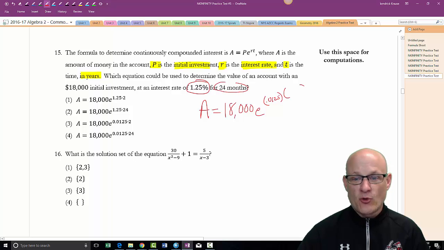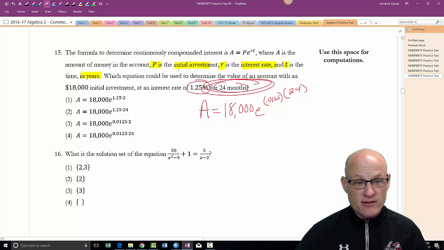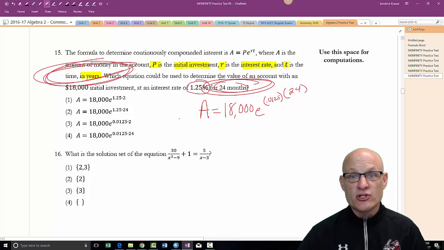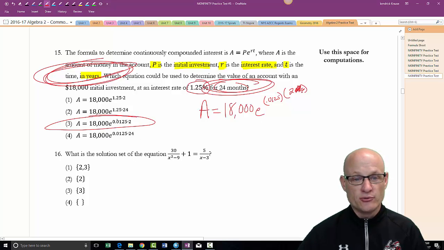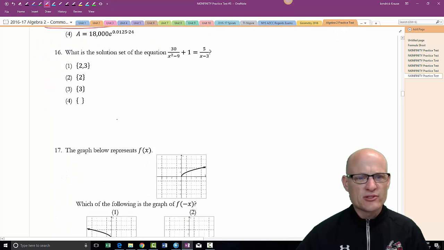Now, if you put 24 in there, tricked ya, you must be careful. This says month. It says T is in years. Be careful of the units on this test. They will get you every time. 24 months is 2 years. Choice 2.